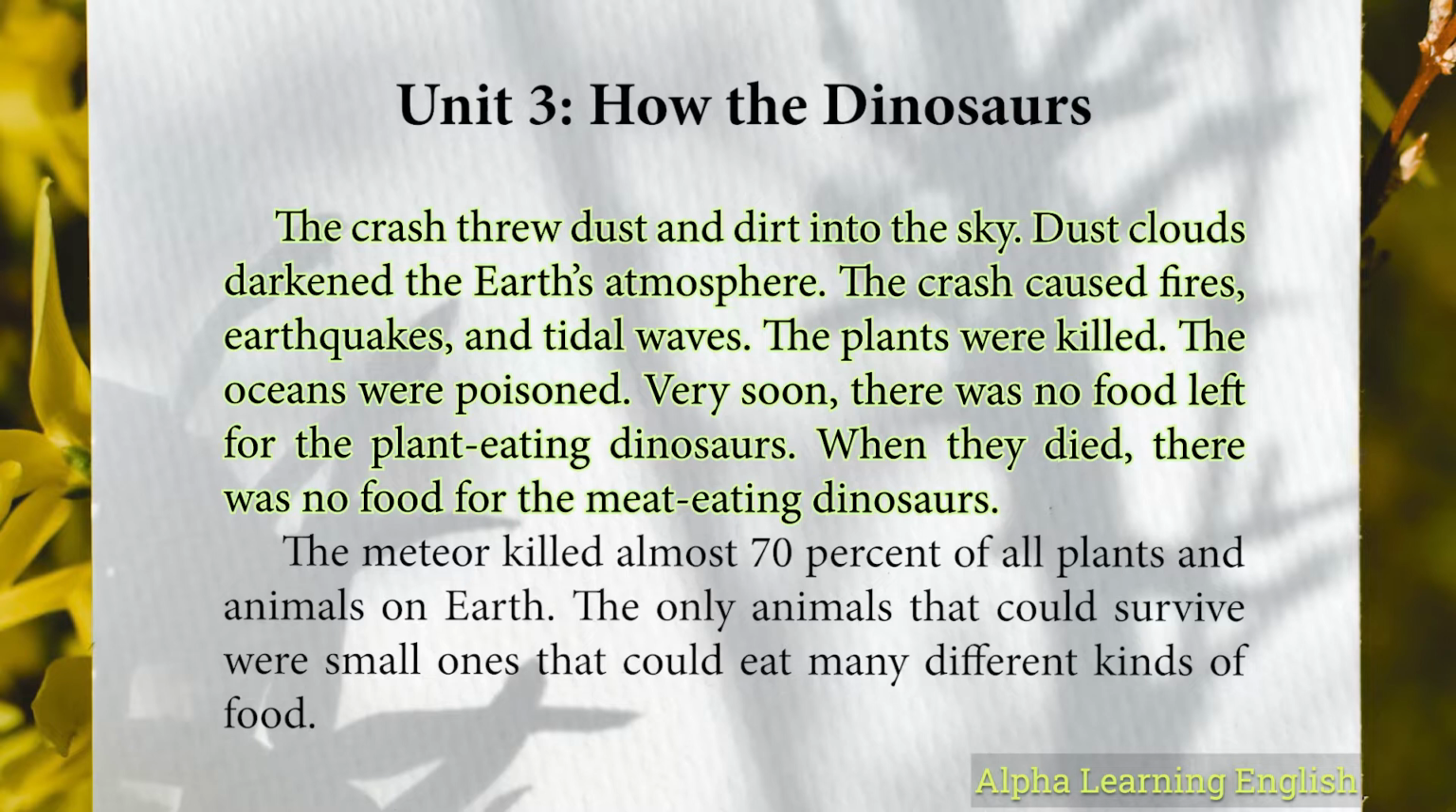The plants were killed. The oceans were poisoned. Very soon, there was no food left for the plant-eating dinosaurs. When they died, there was no food for the meat-eating dinosaurs. The meteor killed about 70% of all plants and animals on Earth. The only animals that could survive were small ones that could eat many different kinds of food.